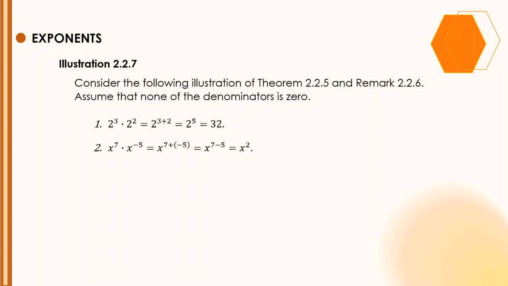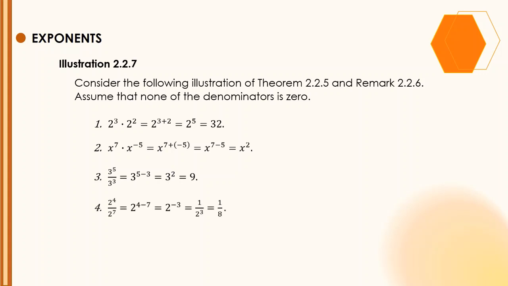Number 3 is 3 to the power of 5 divided by 3 to the power of 3. Same base, yan ay 3. Since division, copy the base and minus the exponent. So this will be equal to 3 to the power of 5 minus 3. And this is equal to 3 squared. 3 squared is equal to 9.